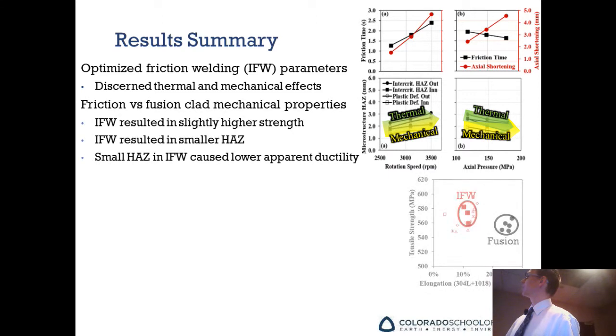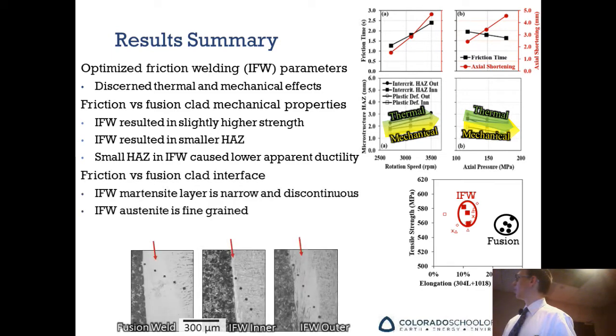Optimized those inertia friction weld parameters, compared the mechanical properties and the microstructures of the solid state friction weld versus the fusion weld, and shown that this interface is different. In friction welding, the interface is narrow and discontinuous, more of the layered type of interface, and it's also fine grain. So here's the large fusion weld interface, here's the fine inner friction weld interface, here's the outer one, which again has a different, more fine grained morphology.